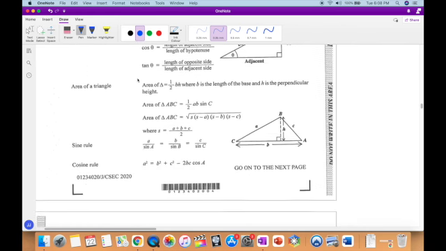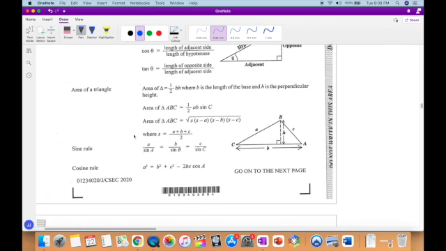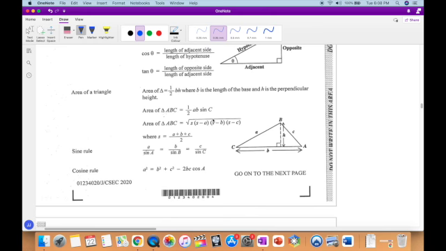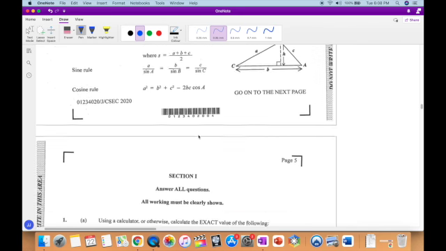Area of a triangle, right? Heron's formula and other formulas here for the area of a triangle. The sine rule, the cosine rule, which we'll need for the bearings questions, right? So those two are things that we'll need, especially the sine area formula, we might need that.